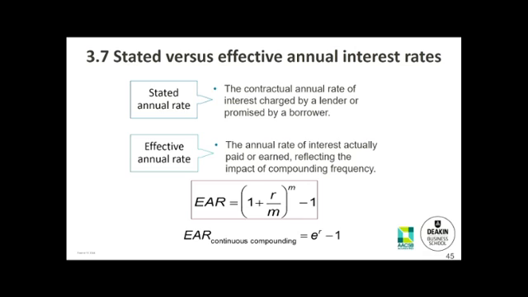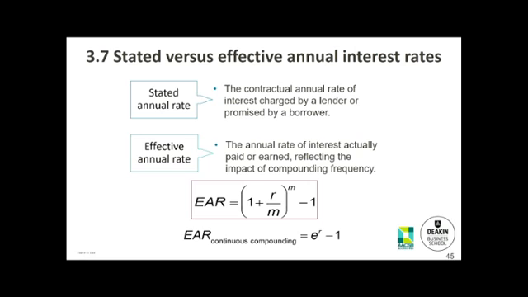For example, the bank will normally give you a stated annual rate. So what is the stated annual rate? It is the contractual annual rate of interest charged by a lender or promised by a borrower. Today, you go to the bank because you want to buy a property, so of course you need to borrow money from the bank, and the bank will give you a stated interest rate. Listen carefully. This is an annual interest rate stated by the bank. Such an interest rate only works for you if you pay your mortgage annually.